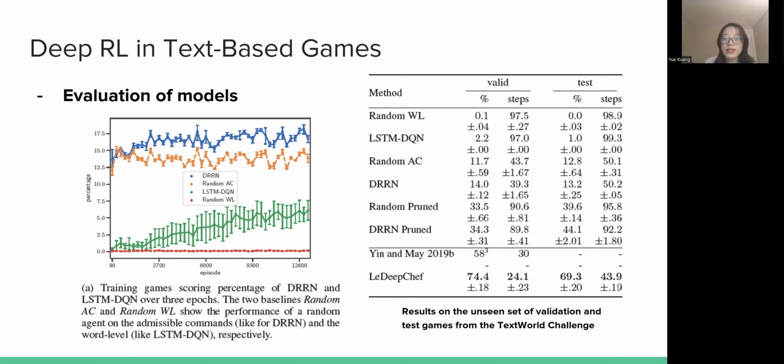The table on the right shows the quantitative results of different models on the unseen validation set, as well as the final test set of Microsoft's TextWorld challenge. As expected, DeepChef generalizes best to the unseen games.